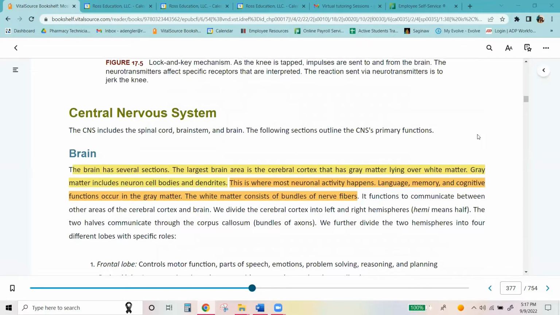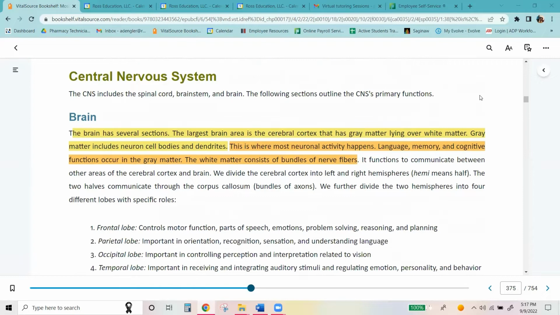The central nervous system includes the spinal cord, brainstem, and brain. The following sections outline the primary functions. The brain has several sections. The largest area of the brain is the cerebral cortex that has gray matter lying over white matter. Gray matter includes neurons, cell bodies, and dendrites. This is where most neuronal activity happens.